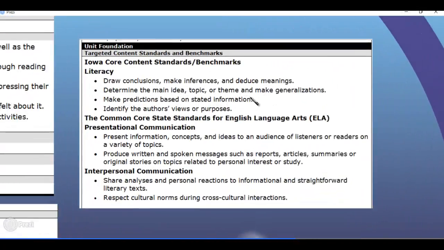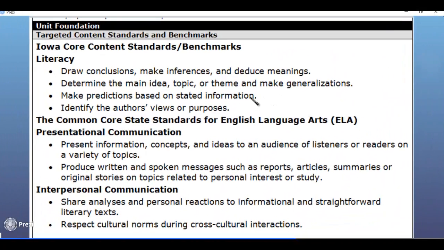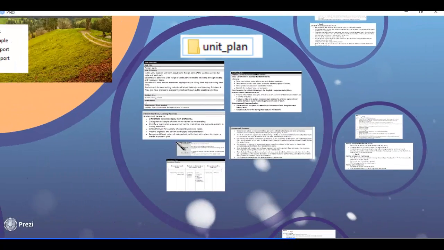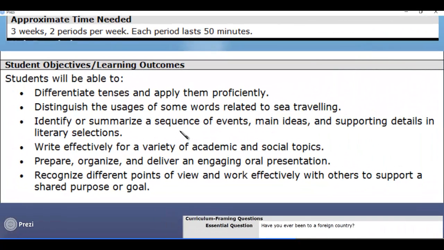About the targeted content standards and benchmarks, I have applied the Iowa core content standard about the literacy aspect and the Common Core State Standards for English Language Arts for the presentational communication and interpersonal communication aspect. Now we will move to the learning outcomes of this unit.